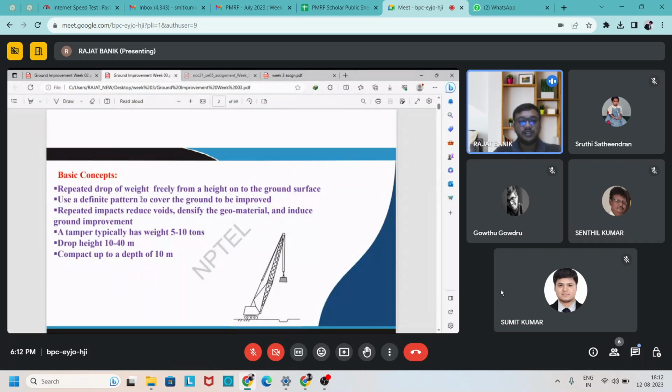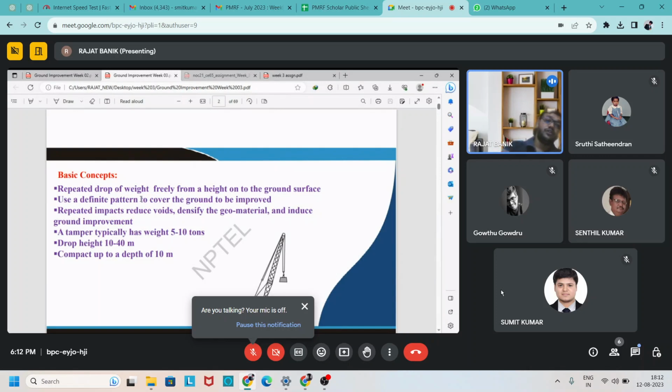Temper in this sense is the weight used in this technique, and the crane is used to free drop, or drop, the weight from a certain height. That's why a crane is used.